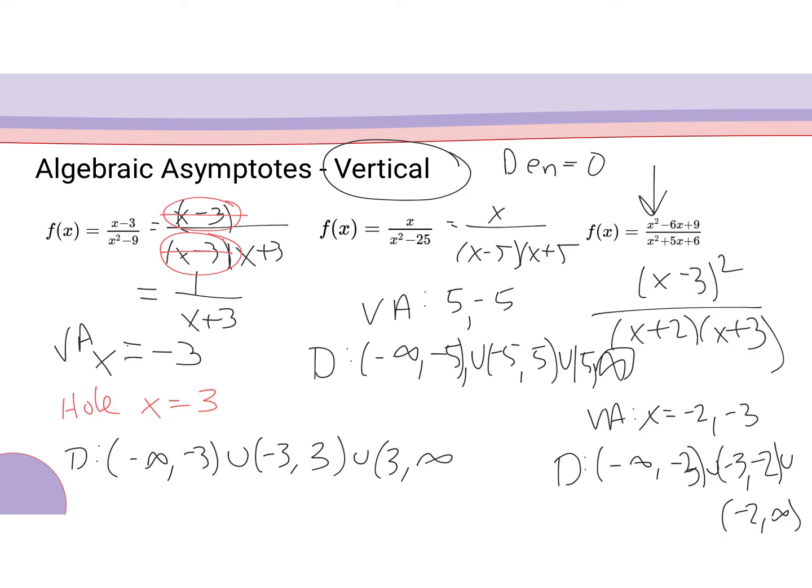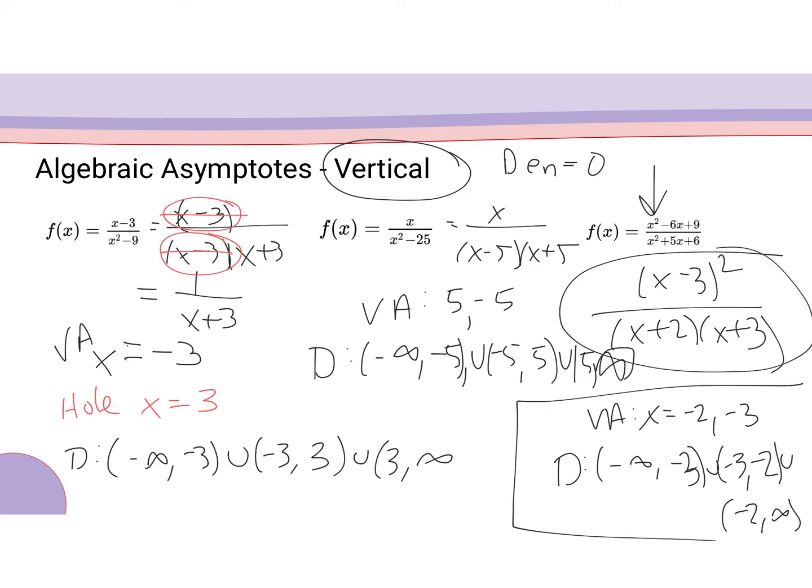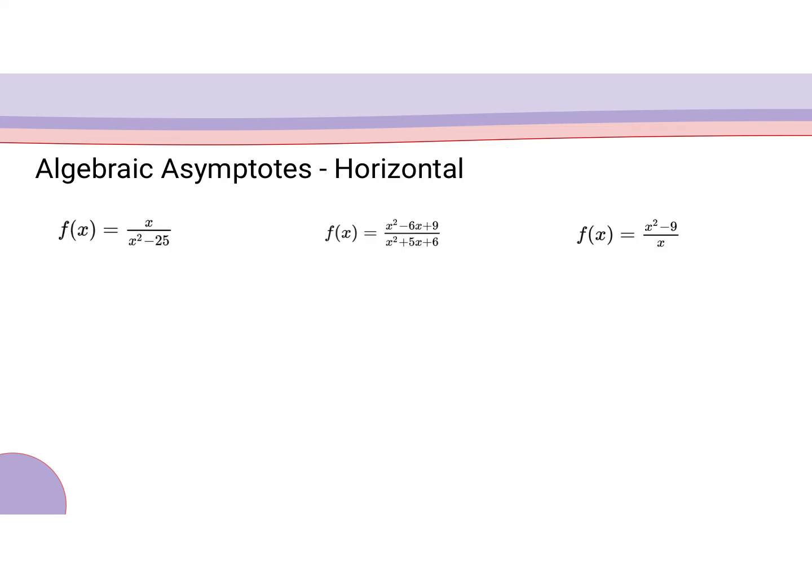Okay, so this right here is my factored version. Unfortunately, nothing canceled. But what that tells me is that I've got two vertical asymptotes, one at negative 2 and one at negative 3. And the way that we would write the domain, negative infinity to negative 3, then pick it back up from negative 3 to negative 2, and then negative 2 on to infinity.